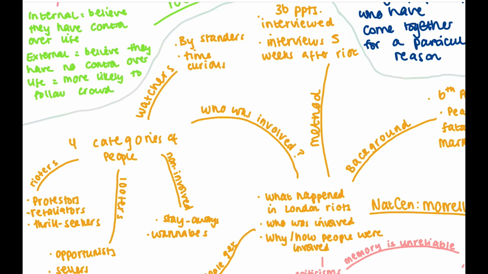There were also the thrill seekers. So these were the people who got involved because they liked the excitement or the buzz of being part of a riot. The third category of people were called looters.